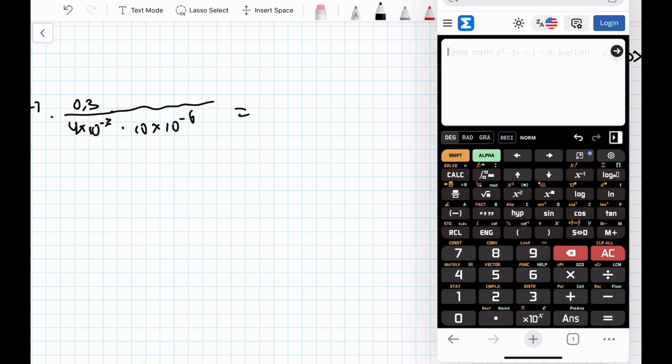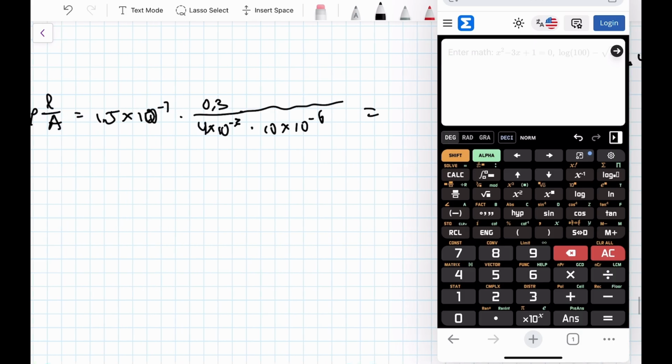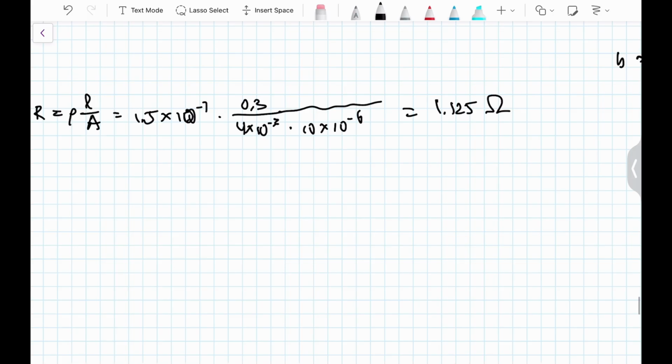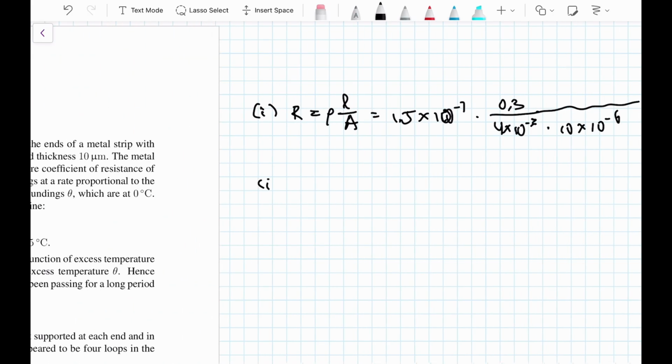So we have 1.5 times 10 to the minus 7 multiplied by 0.3 over 4 times 10 to the minus 3 multiplied by 10 to the minus 6. And we have 1.125 ohms. So this should be the answer to the first part of the question. Now let's see the second part.